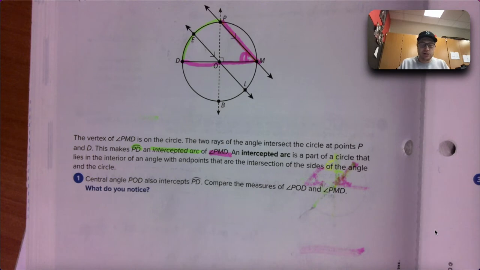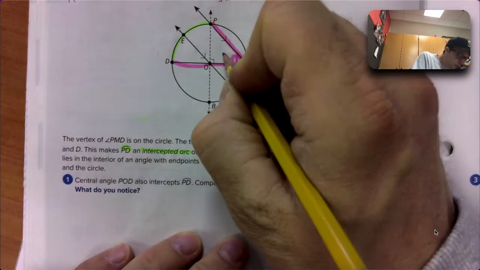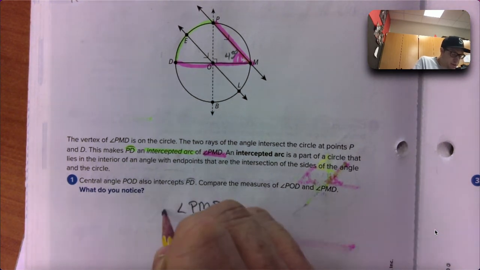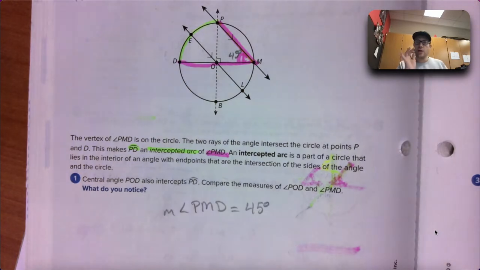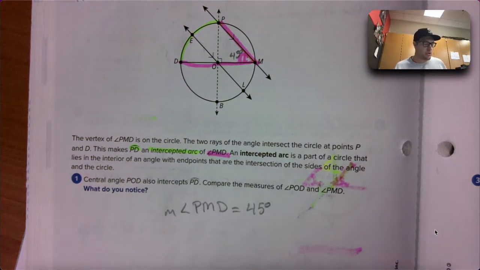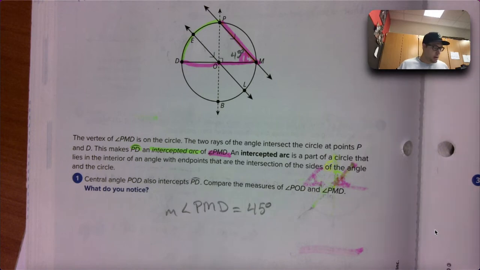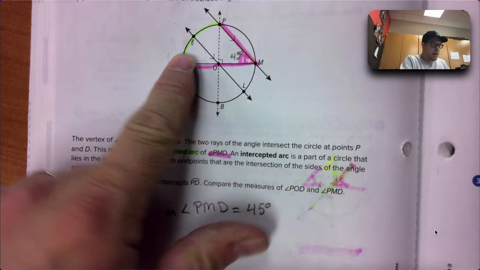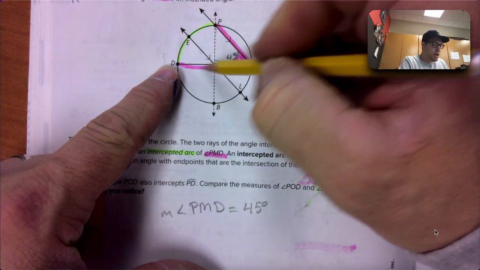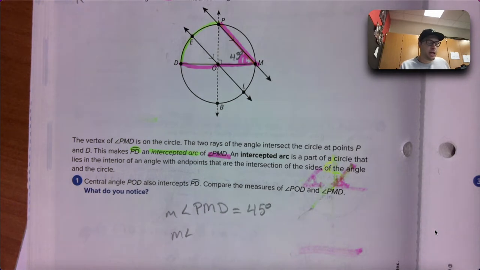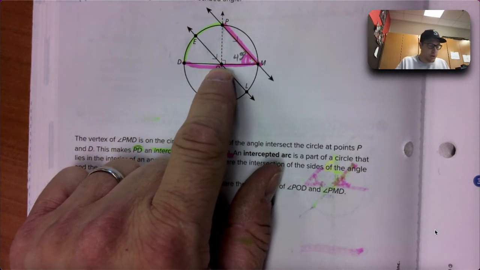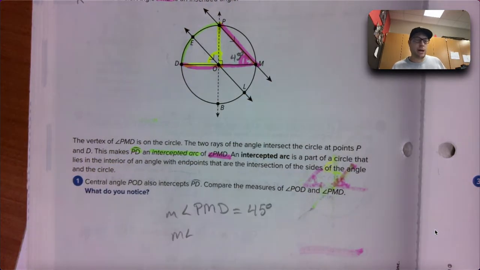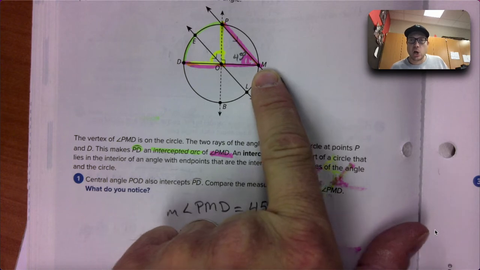This is 45 degrees. Angle PMD measure is 45 degrees. Look back like a page or two. You'll remember if you did the notes for that, that's what it is. Now we've got this intercepted arc right here. That arc is on the central angle, POD. Central angles, you form the vertex from the center. Inscribed angles, you form the angle from like a corner. So angle POD is 90 degrees.